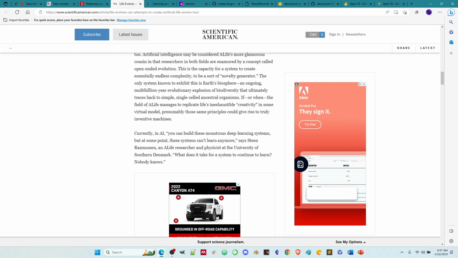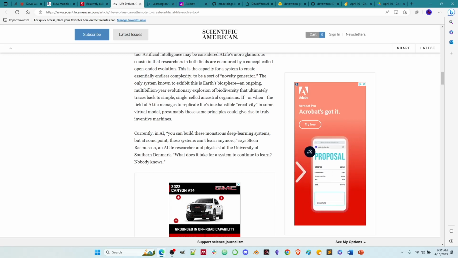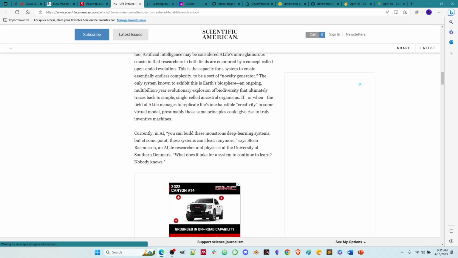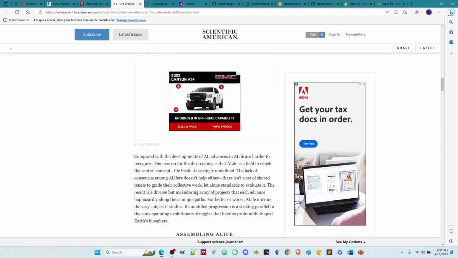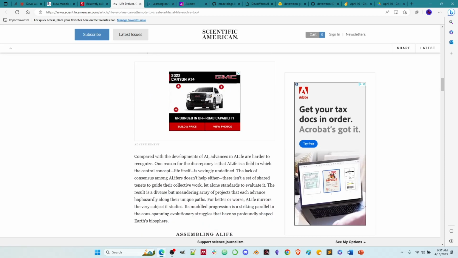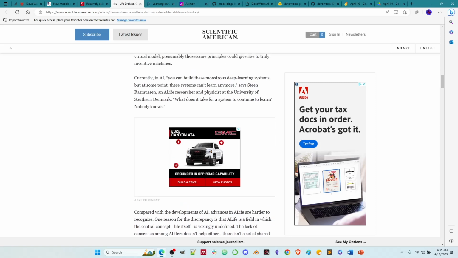So this is something that can stand in contrast to AI. Currently in AI, you can build these monstrous deep learning systems, but at some point, these systems can't learn anymore. And so what does it take for a system to continue to learn? Nobody knows. So we have this sort of idea that in AI, we have to train our models with data. And that's the only way it can really learn, but it's also the only way it can continue or sustain itself.